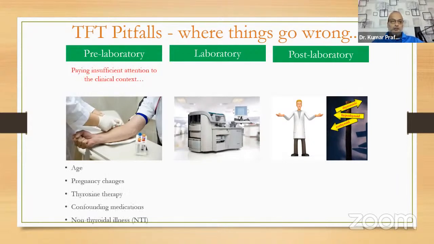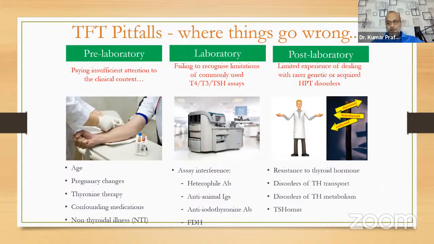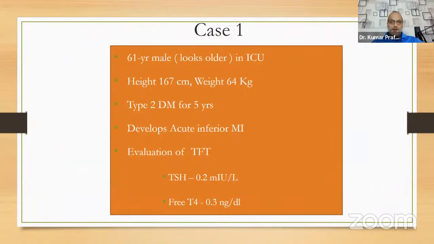Pre-laboratory factors may include age, pregnancy changes, thyroxine therapy, confounding medications, and non-thyroidal illness. Laboratory changes include interferences in the assay by different antibodies, and post-laboratory we need to find out if the patient has thyroid hormone resistance or a disorder in the thyroid hormone receptors.